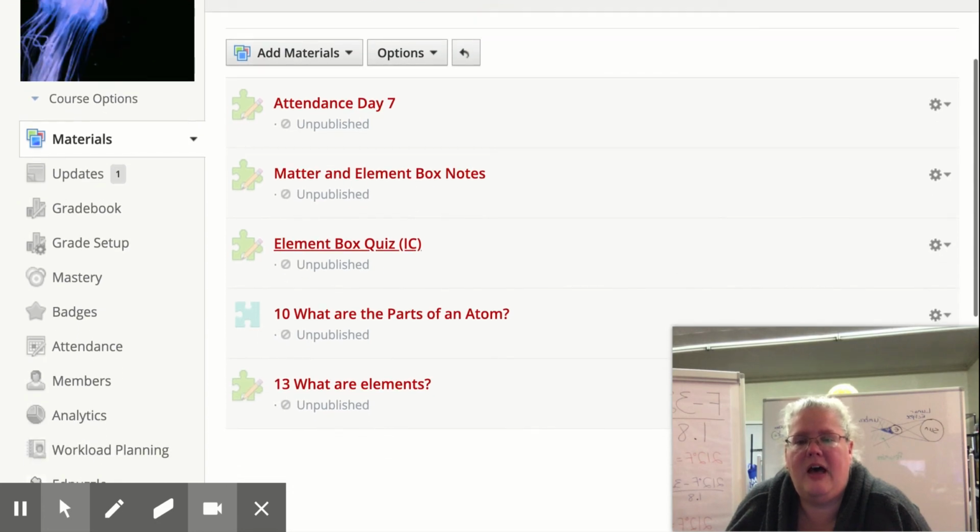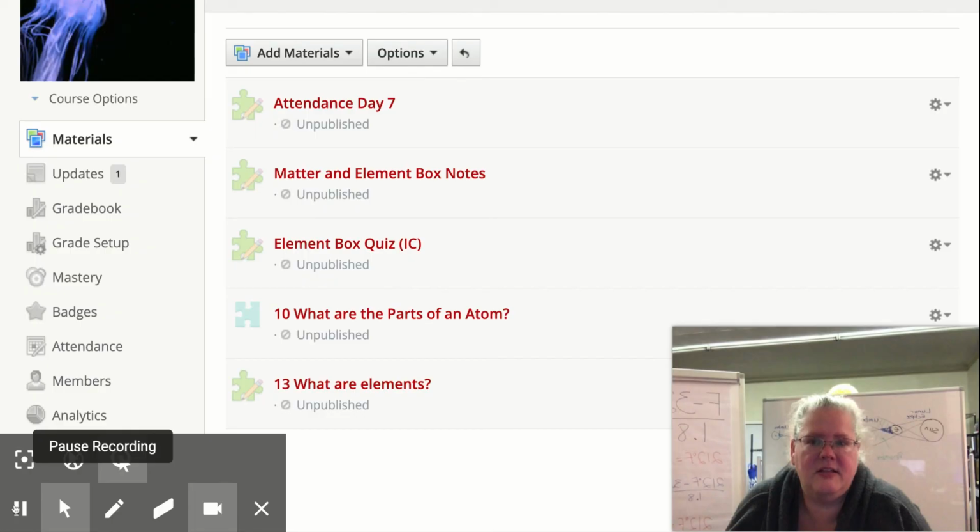Then when you're done with that, you're going to start working on the 2 packets, 10, what are the parts of the atom, and what are elements? So your job today, finish the notes, which we're just about done. Go practice this element box like we went through in the notes, and then start working on your packets. If you have questions, as always, ask me in class, jump on Zoom, whichever way you're seeing me, that's how you're going to find help.